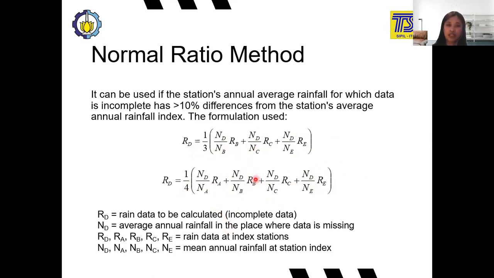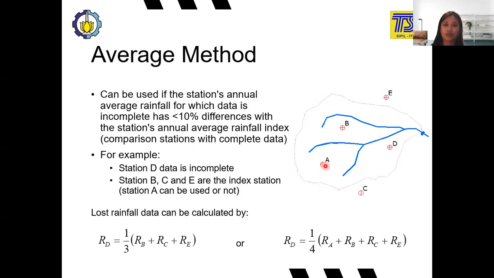There is also one variable here, which is not used in the previous equation. For the average one, we can only use the rainfall data, which is R. Here we have rainfall from station B, C, and E.